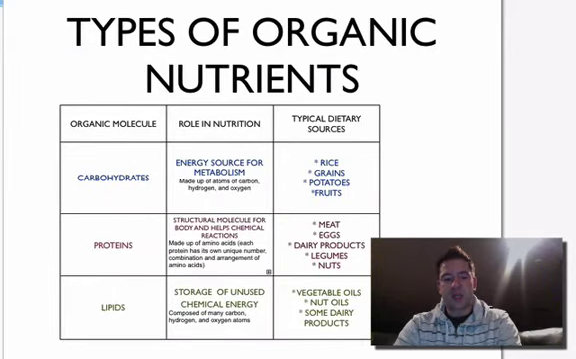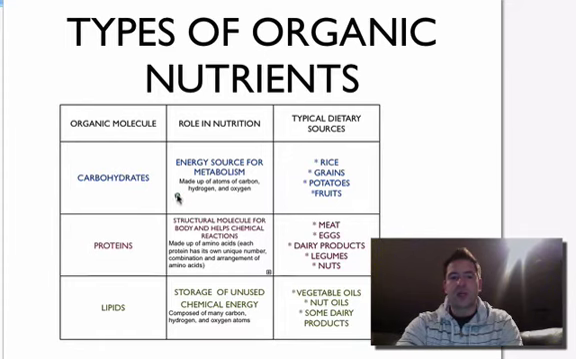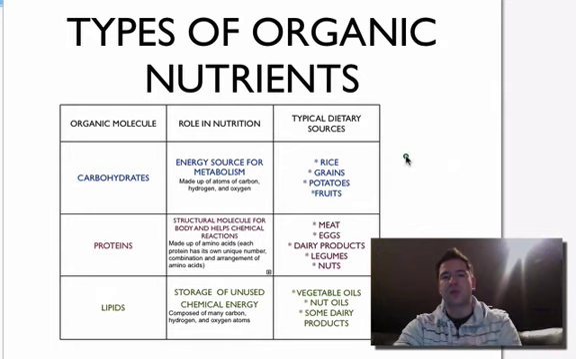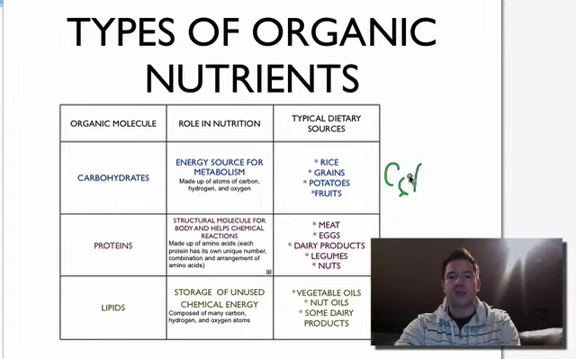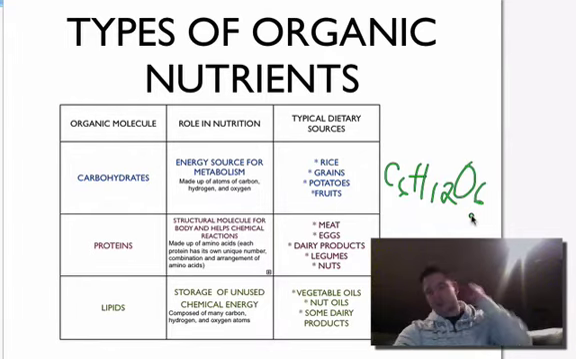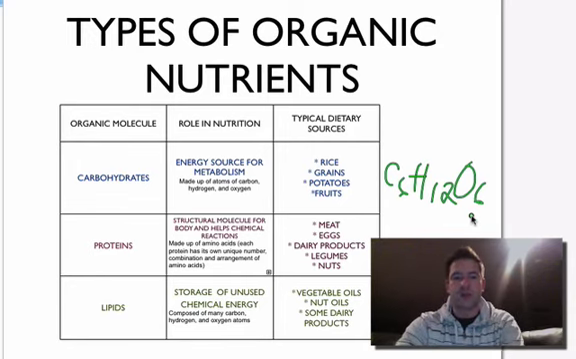So, types of organic nutrients. You're probably wondering, well, we have these organic nutrients, what are they? Well, carbohydrates, and we just briefly touched on that, they're an energy source for metabolism. So that is what we burn off as energy. Okay, so they're made up of carbon, hydrogen, and oxygen. So things like glucose, for example, C6H12O6. Okay, so we can find these things in rice, grain, potatoes, fruits. These are going to give us a good source of energy.